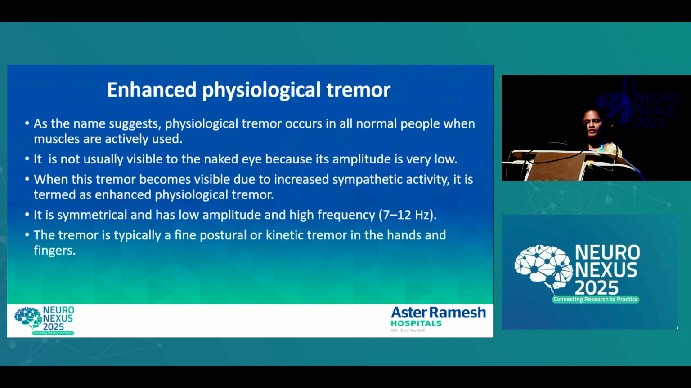So every one of us must have encountered tremor in our life at least one time. That is due to increased sympathetic activity, that is enhanced physiological tremor. It is usually not visible because of its low amplitude, but it has high frequency in the range of 7 to 12 Hz. It is typically a fine postural or kinetic tremor in the hands and fingers.